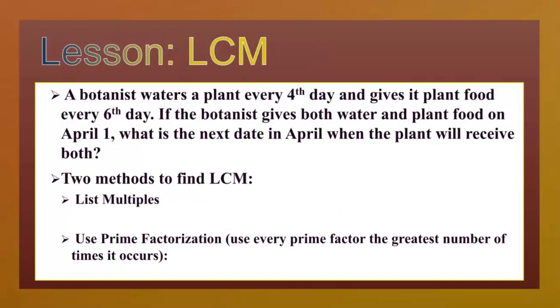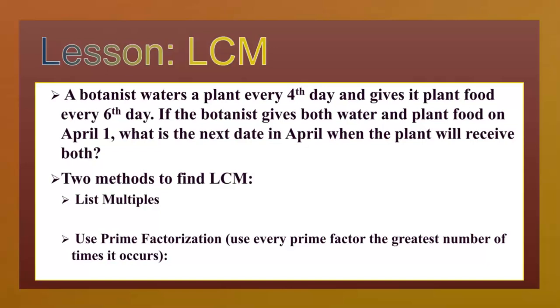So question, a botanist waters a plant every 4th day and gives it plant food every 6th day. If the botanist gives both water and plant food on April 1st, what is the next date in April when the plant will receive both? Now there's 2 ways you can find the least common multiple. You could list the multiples or you can use prime factorization. I will show you both ways and then you can decide which one's easier or best for you.